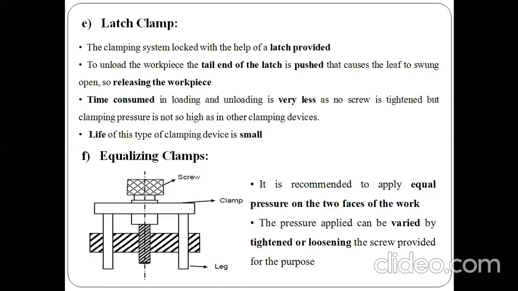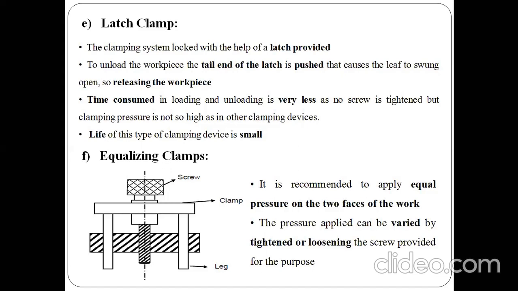Time consuming process is reduced with the help of the latch type of clamping. It consumes very less time, and the clamping pressure is not so high as in other cases. So it applies an adequate amount of pressure over the surface of your workpiece, but the life of this latch type of a clamp is less as compared to the previous clamping elements. So latch type of a clamp is easy to understand by using the door latch. So next type, equalizing clamp.